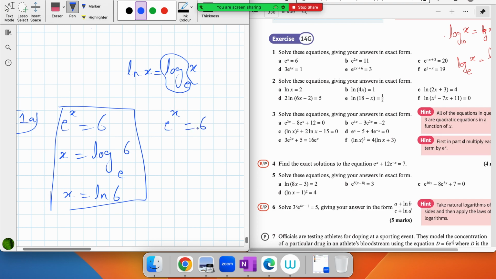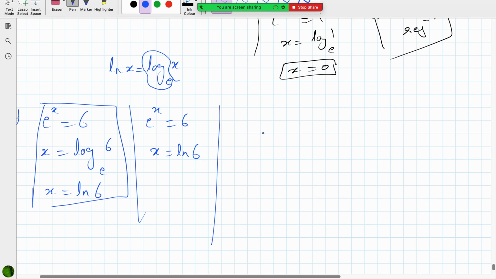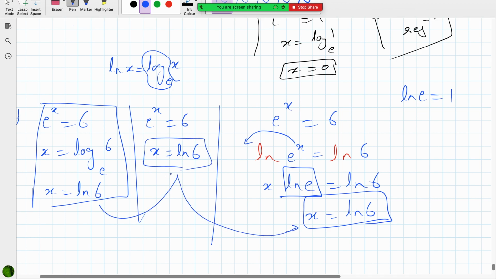Other thing is you can now directly write it in this way. e raised to power x is equal to 6, x is equal to ln 6. Or if you use the power law, e raised to power x is equal to 6 and you apply ln on both sides. So this x comes out as power law, and ln e is 1. So x is equal to ln 6. No matter how you do it, you always end up with the same answer.